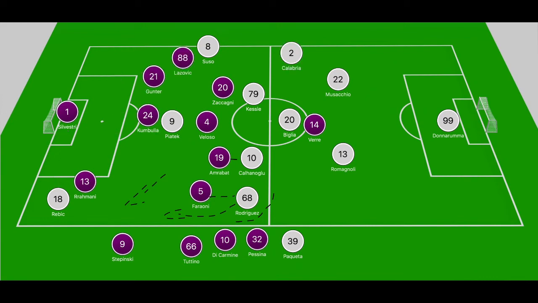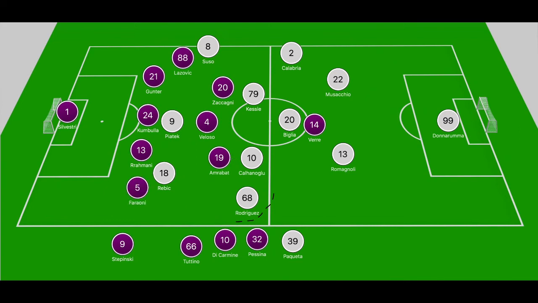You weren't getting that from Piątek or Paqueta when they were in the side in the first half. That's how he's offering something different. Being able to make those runs into that space, offer more of a direct threat, and occupy more of Verona's center backs, which was key.